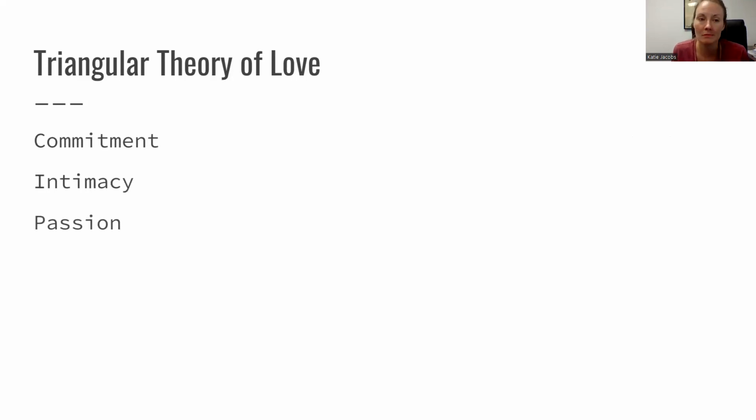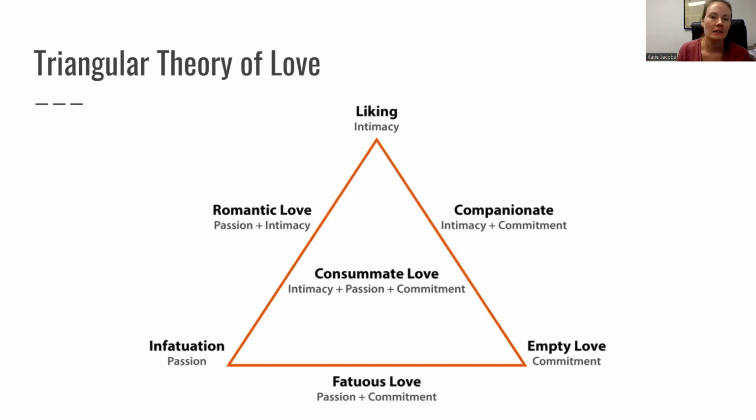There's commitment, or being committed to the individual and the relationship; intimacy, which means emotional closeness, not sex; and then passion, which would be sex, according to this theory. And if we look at this theory, there's this triangle. We have passion in one corner, intimacy in one corner, and commitment in the other. And we have these different types of love.